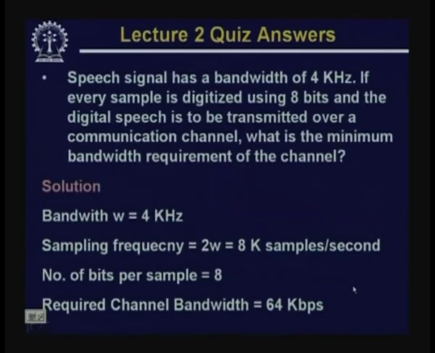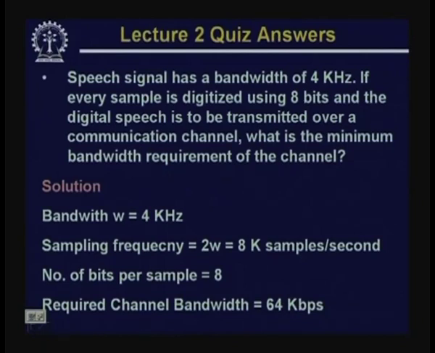Let me put the other one, that is, a speech signal has a bandwidth of 4 kilohertz. If every sample is digitized using 8 bits and the digital speech is to be transmitted over a communication channel, what is the minimum bandwidth requirement of the channel?